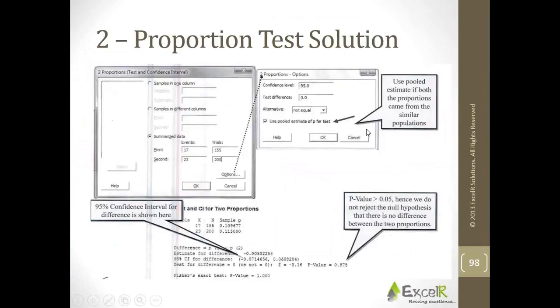Let us look at this. Why did we select that option from the drop down? By the way, this screenshot is from Minitab 16. I'll replace it with Minitab 17 and share an updated analyze phase presentation deck with you. Use pooled estimate if both the proportions came from similar populations. We got it from the same populations, right? Hence, we have selected that. And also we have a 95% confidence interval.